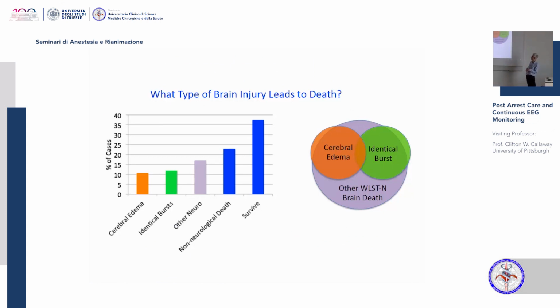This is a presentation of just the previous slide. People have edema, or they have identical bursts. You can see it's 10% of all the cases, and maybe 20% of all the people who die. And the Venn diagram shows you that those two groups don't overlap. It's very unusual to have early brain edema and identical bursts.